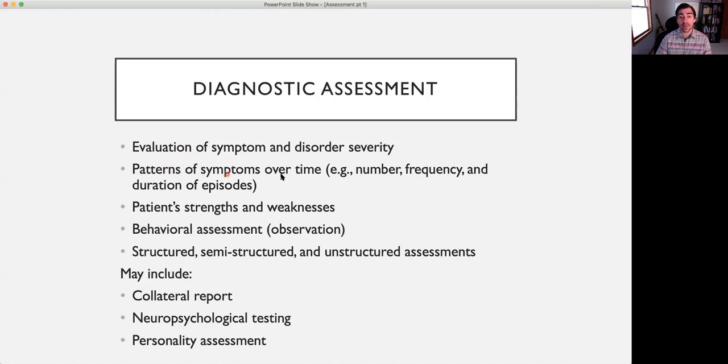We ask about patterns of symptoms over time. So that's the number of times a problem has come up, the frequency, so how often per day, for example, how often per week, how long do those episodes last, and has that problem stayed the same over time? Is that a recent development? Has it gotten worse? Has it waxed and waned over time? Meaning, maybe you experienced that type of problem 6 years ago, and then it got better, and it came back recently, maybe like a few months ago. So we're looking at patterns of symptoms over time.